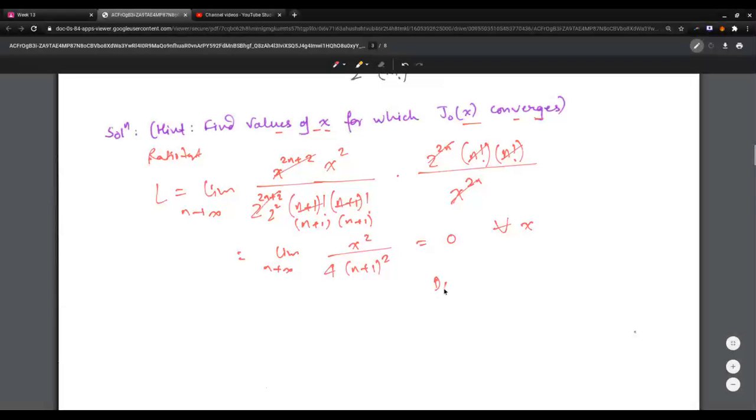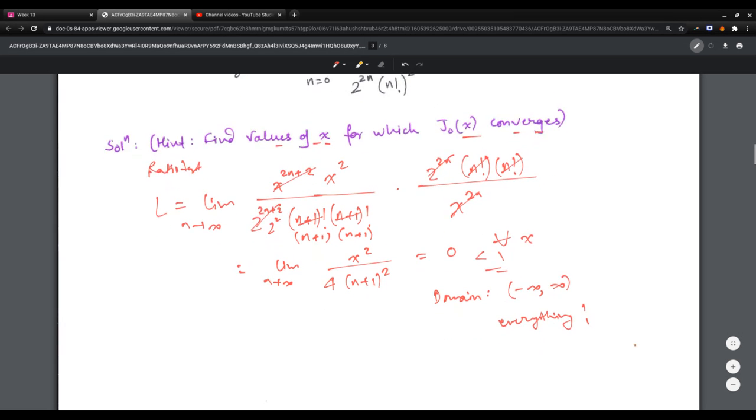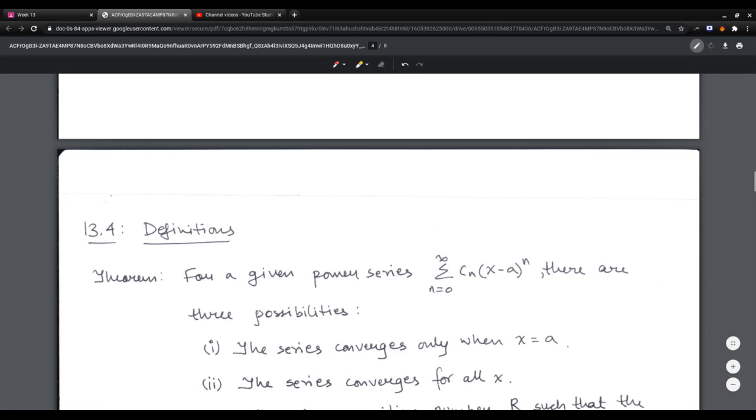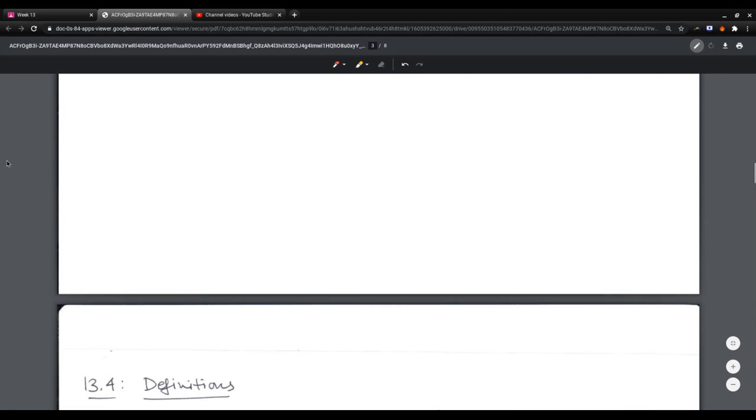This means that the domain is everything. Because this is always less than 1, which by the ratio test means that it converges for all values. So it's pretty neat that we get that the domain of convergence for the Bessel function is everything. We're going to look at some theorems and definitions in the next video.